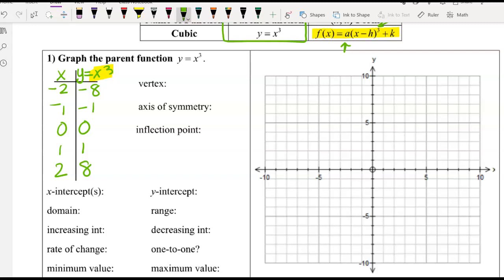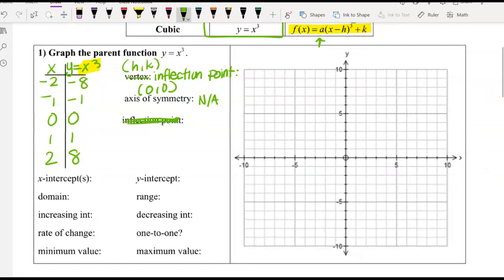Now, HK, which is the vertex, always, okay? I'm sorry, in this case, cross out the vertex. This is a cubic. We don't have a vertex in the cubic. We're going to have a point called the inflection point. My bad, and it's an HK. So our inflection point is going to be at 0, 0. We do not have an axis of symmetry, okay? So in this case, oh, look, I added that point to cross that out.